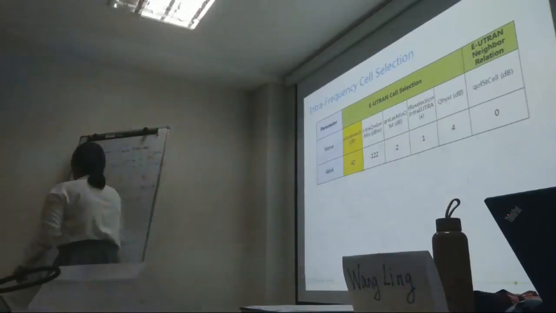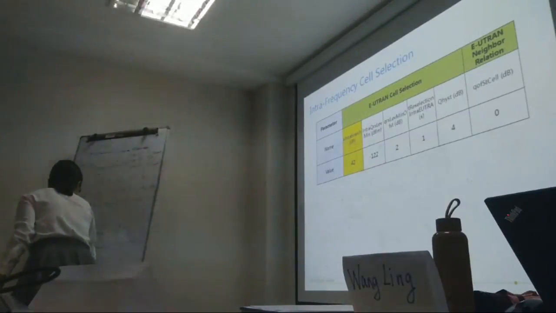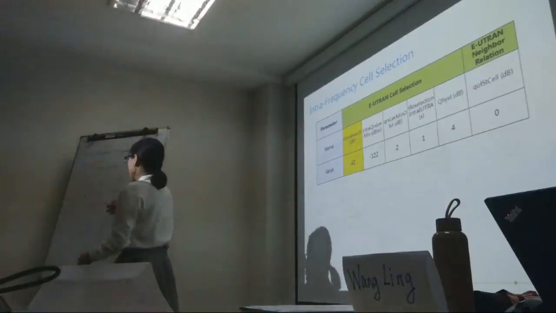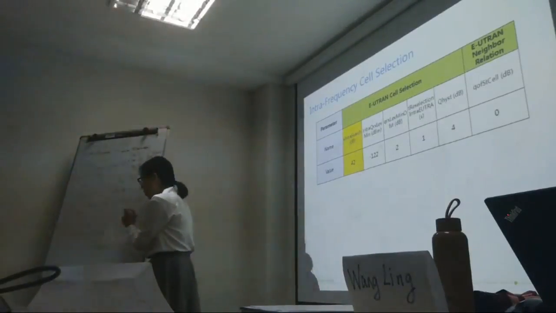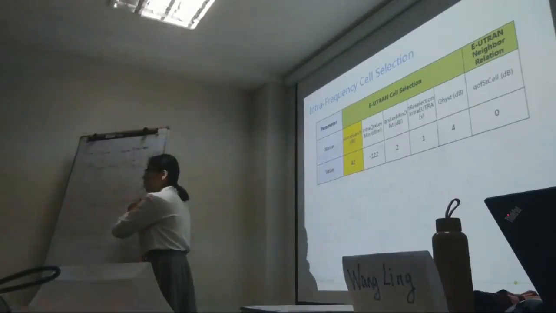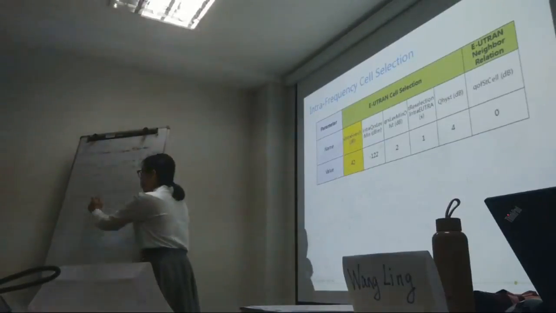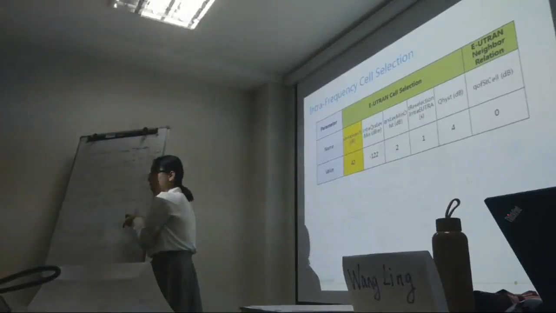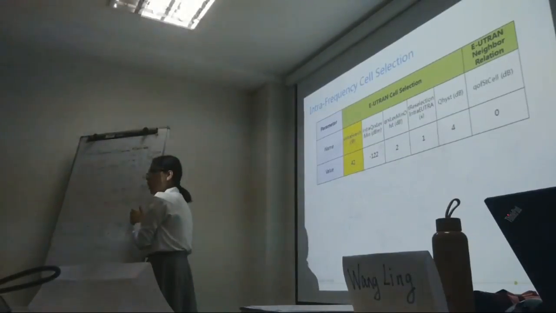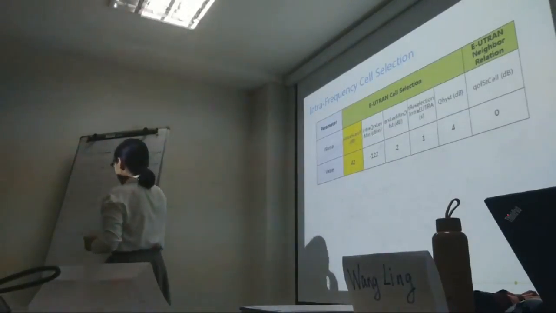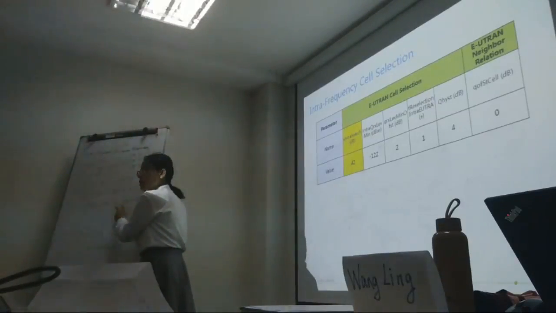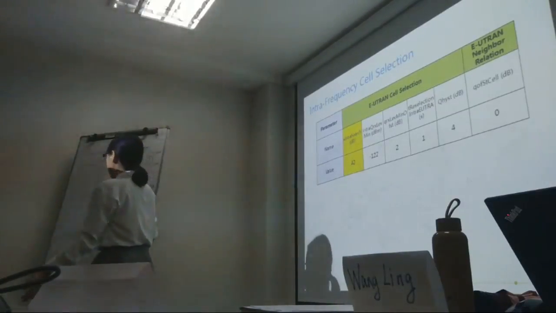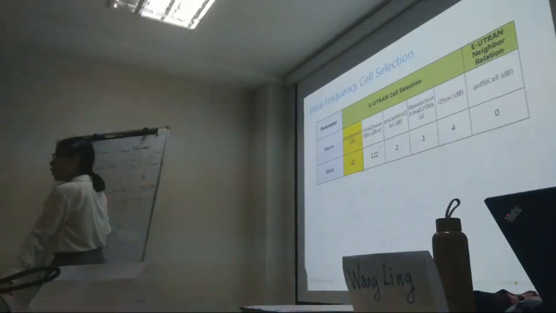Here the offset is different from the A3 offset for the event. This offset is similar to the CIO, only useful for this neighbor cell. This is the difference. You can think of this offset as a CIO. The hysteresis is the same. So this is for the ranking.